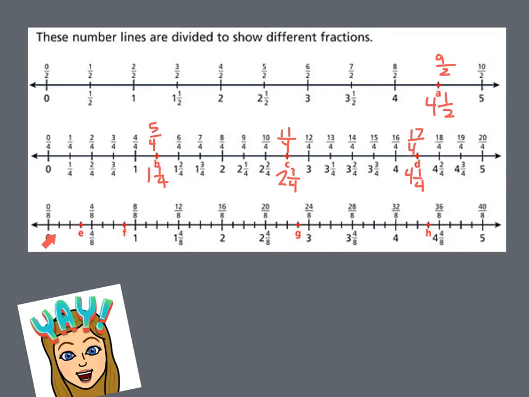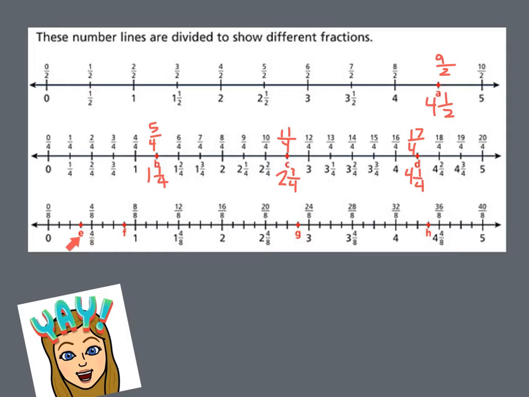Now, the next number line you can see is split into 8 parts. I'll show you that by counting the gaps. So here we have 1, 2, 3, 4, 5, 6, 7, 8 parts. Now, we see that it's in eighths.